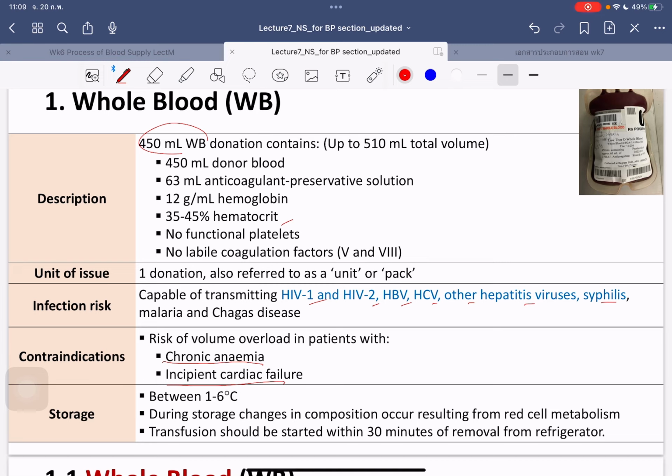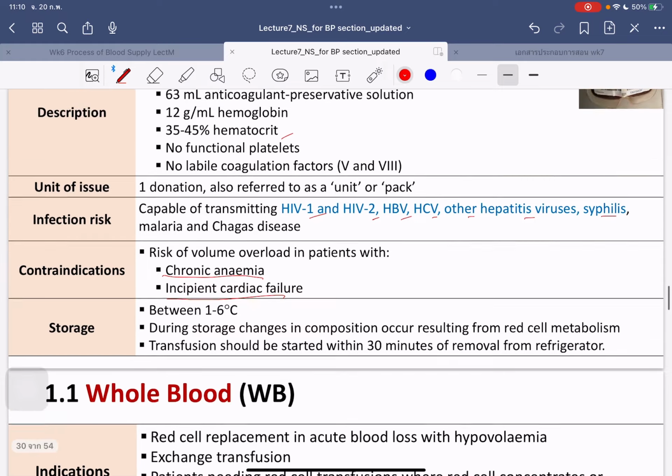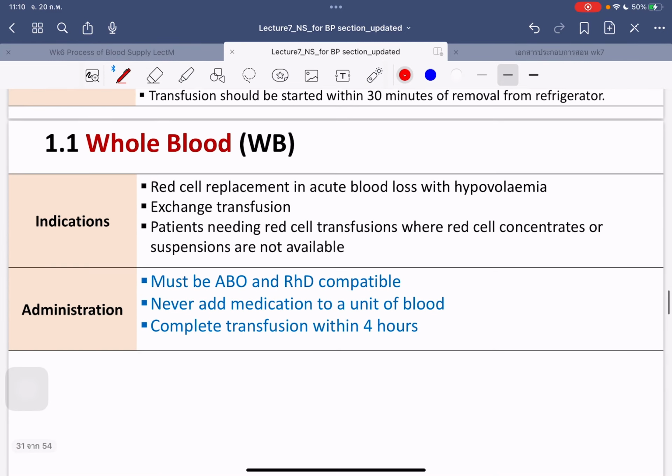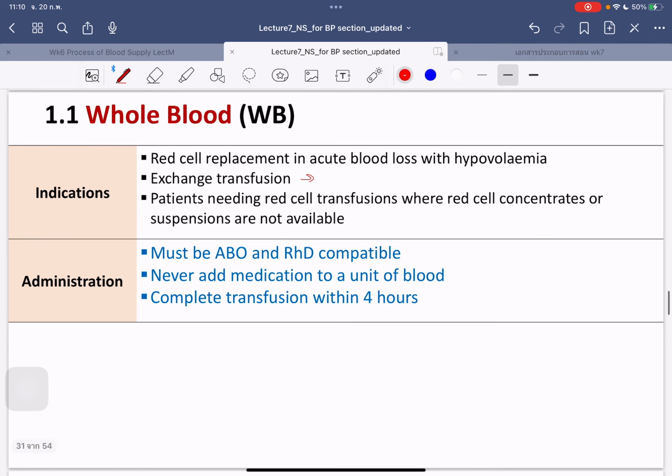But right now, we don't use whole blood. We just use it in case of exchange transfusion. Exchange transfusion means that when you have some severe disease in your blood and you have to remove both red blood cells and plasma together, you remove them from the patient and put the donor blood into the patient at the same time. That is called exchange transfusion. It is used in case of HDFN.